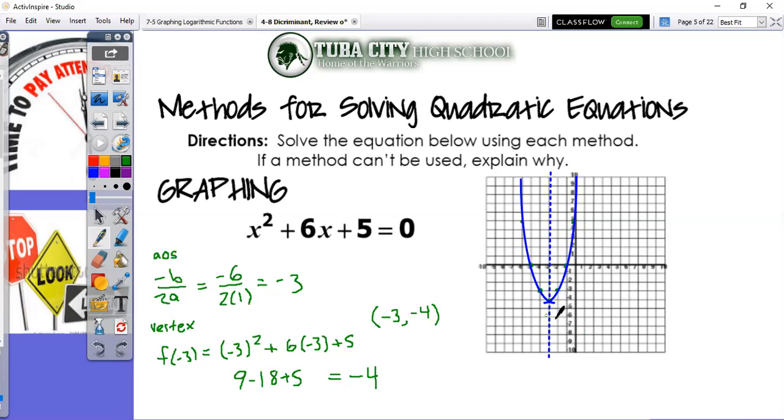And from here, we can see the solutions. It follows our rule of odds and crosses the x-axis right where it should. So the solutions to this are going to be what look like negative 5 and negative 1. X equals negative 5 and negative 1. And that is solve by graphing.